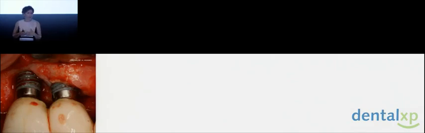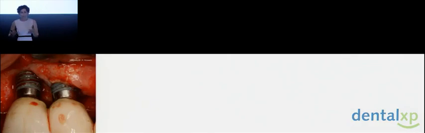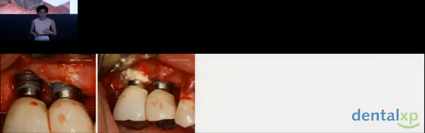So even though this is not an ideal case for regenerative because we don't have a trough and we don't have an enclosed defect, the thought was that we were going to try and do some bone grafting there. And because this patient has a very thin biotype, we also did a connective tissue graft on top. This implant surface was disinfected with antibiotics. We used a laser as well. So again, very aggressive cleaning.